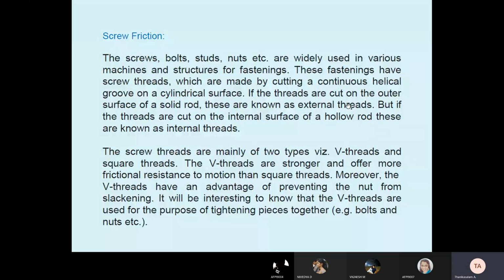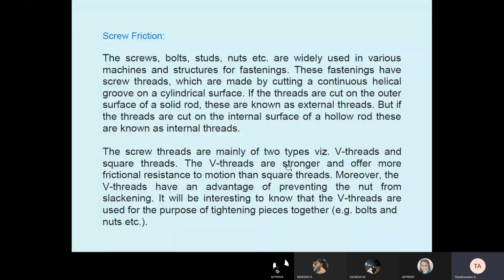You can see, a screw we are fixing, any photo or something we are fixing on the wall, no? So we are using a screw. That is called external threads. But if the threads are cut on the internal surface of a hollow rod, these are known as internal threads. So screw threads are mainly of two types: V threads and square threads.